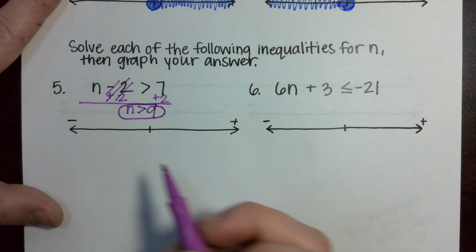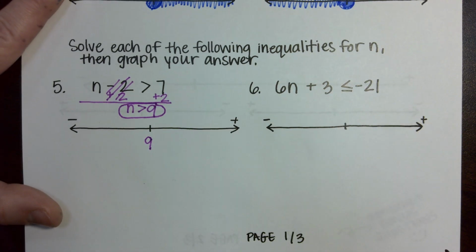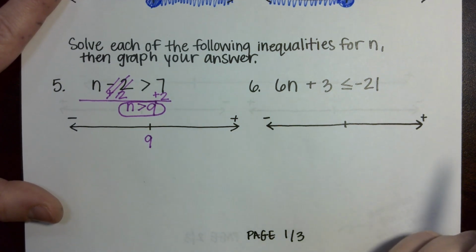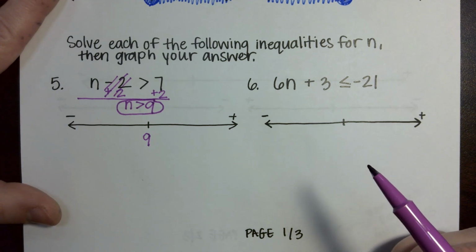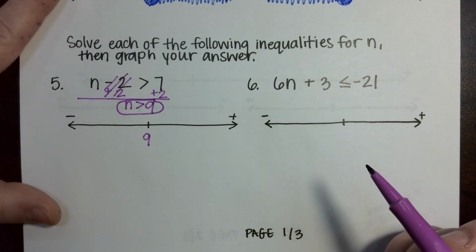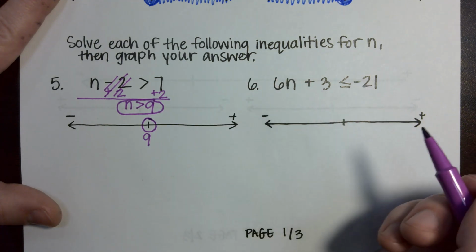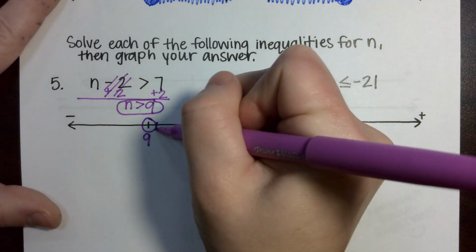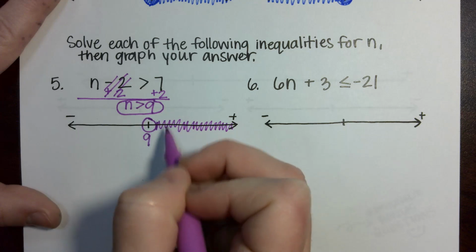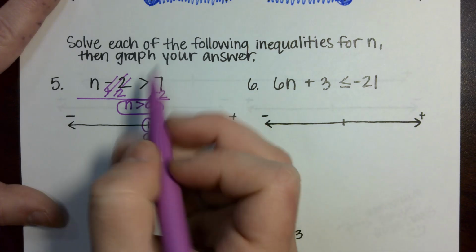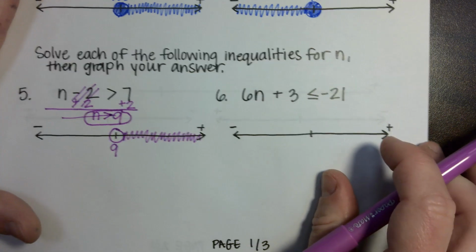And I made this a little close to here on accident, so I'm going to label my graph below this time. Either way is fine, above or below. I just didn't give myself enough room. Okay, what do I do next? Circle the tick mark. Do I shade it? No. And what direction do I color? To the right. Good job. N is greater than 9, so we shade where the numbers get bigger than 9. We can also look at it like an arrow pointing to the right. Very good. Any questions on 5?